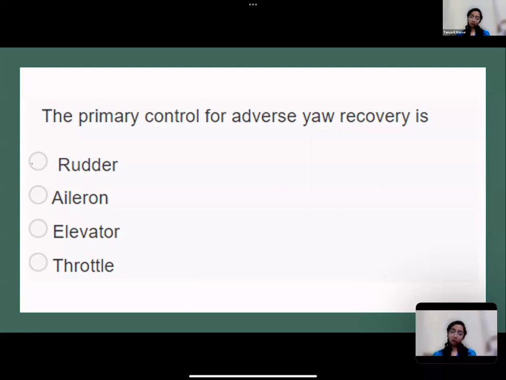Okay. Primary control for adverse yaw recovery is? Rudder, yes. What is adverse yaw? This is a question I asked in the last session. Yaw, we know, is the rotation along the z-axis. What is adverse yaw? I had asked you to look it up in the last session. Can you try to tell me what is adverse yaw?